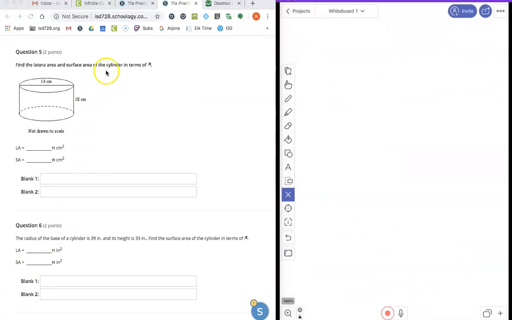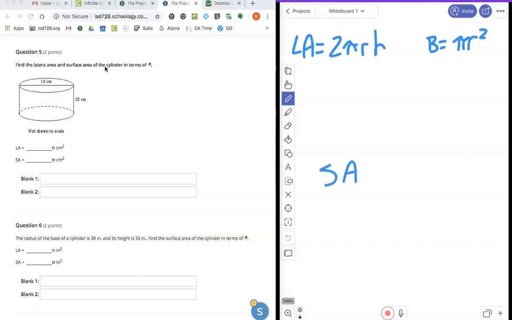All right, now let's move on to cylinder. Question 5 and 6 are both surface area and lateral area of cylinders. So remember, the lateral area of a cylinder is 2 pi r h. The area of the base of a cylinder is pi r squared. The surface area of a cylinder is those things added together, LA plus 2B. Okay, well, we're going to leave our answer in terms of pi, which means we're not going to put pi in the calculator at all.